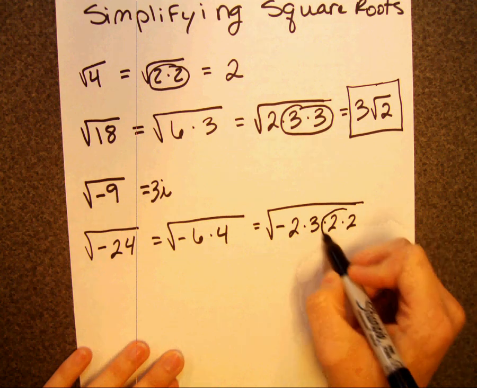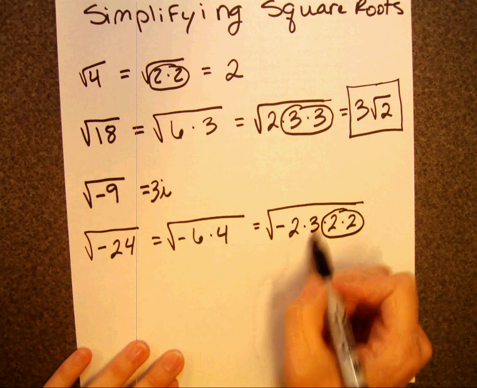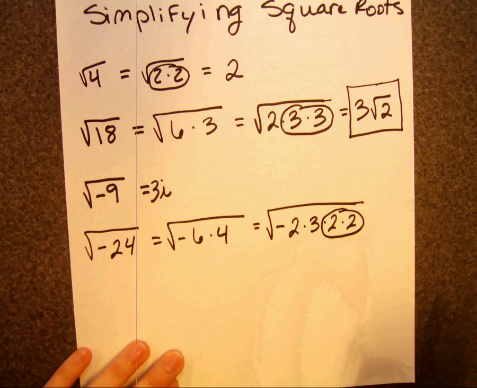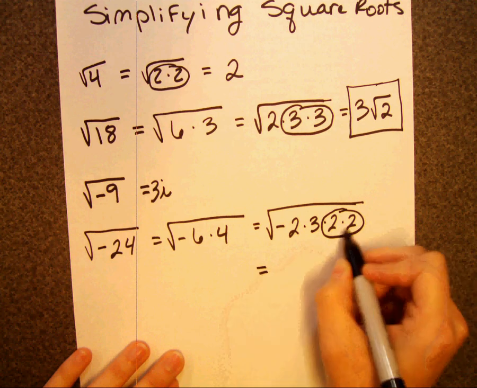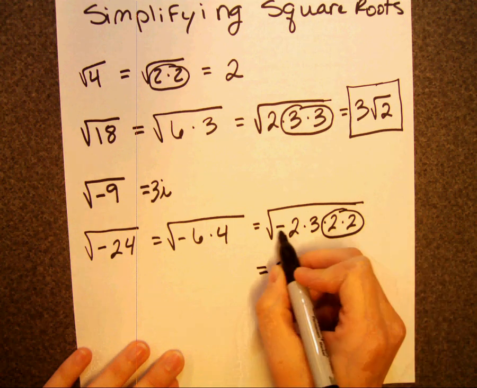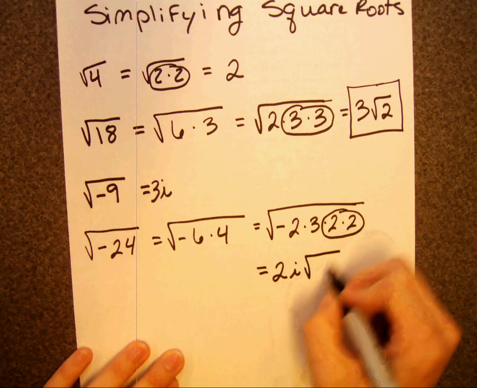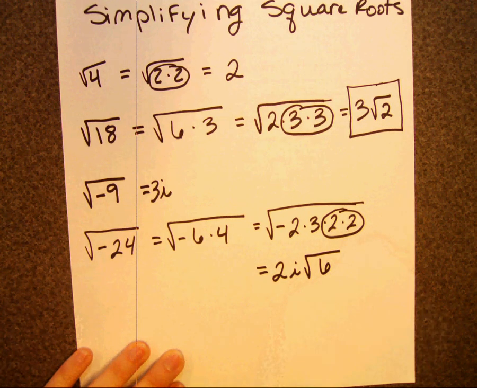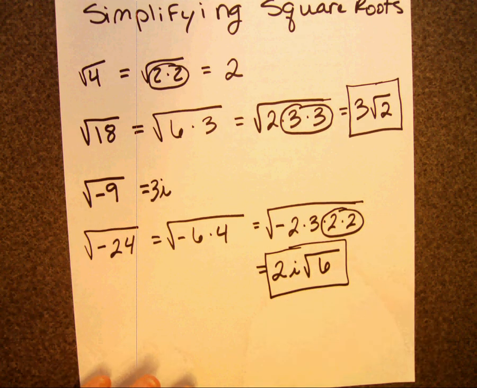I have a pair of 2's, so the 2 will come out. 2 and 3 are not alike, so I'm just going to multiply them back together and keep them under my square root. So my 2 will come out, the negative comes out as i, and the 6 will stay under my square root. And so now I've simplified that square root. All right, and we'll use this concept in solving quadratic equations using the quadratic formula.